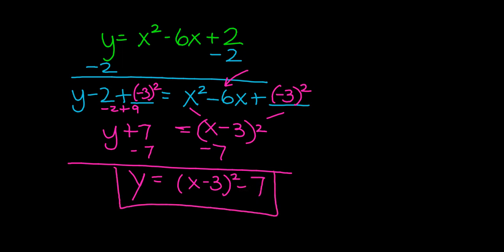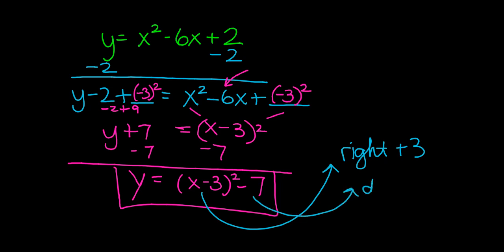If we want to talk about the transformations here, that minus 3 is going to move us to the right by 3 units. And that minus 7 is going to move us down by 7 units.